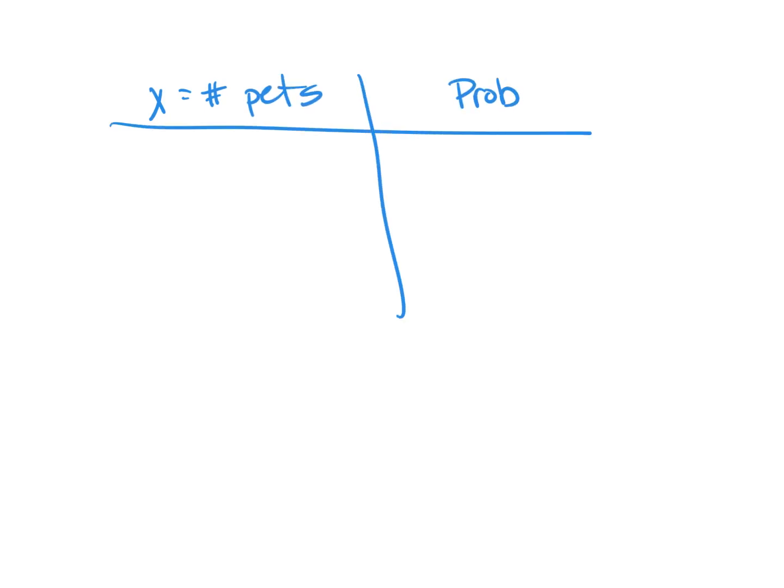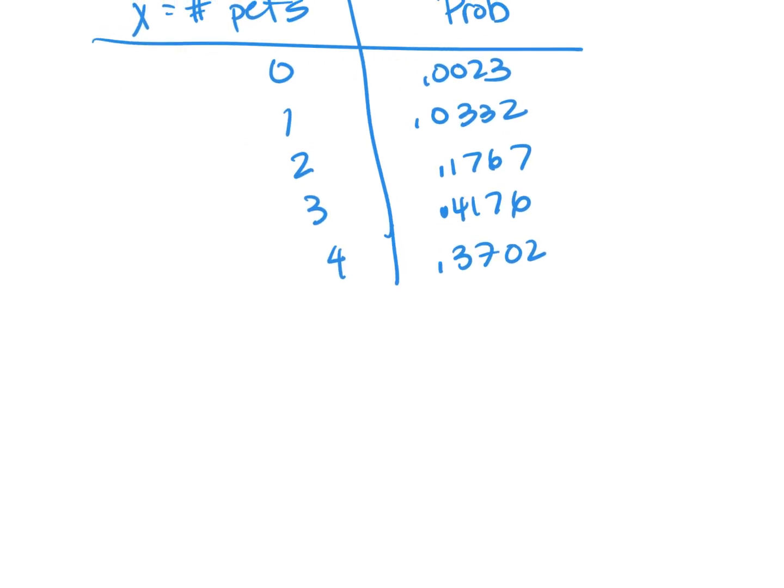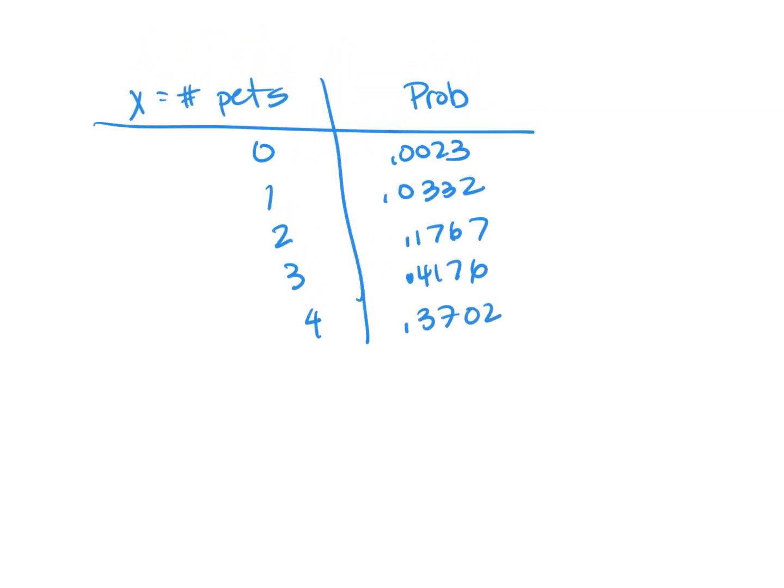Okay, so we have a number of pets, and I have the probability of owning those pets. 0 pets, 0.0023, 1, 0.0332, 2, 0.1767, 3, 0.4176, 4, 0.3702, right? And if the households are sampled forever, the number of pets expected in the long run, this would be our mean, sampling forever and ever and ever, and then calculating the mean.